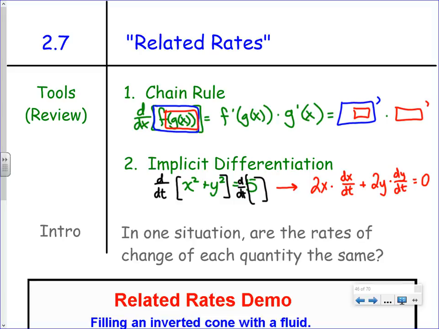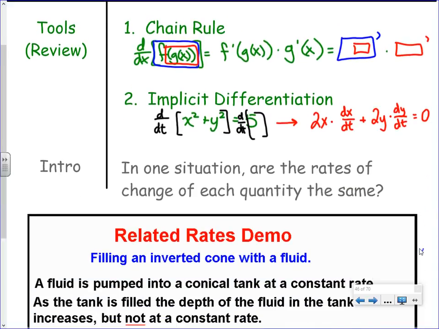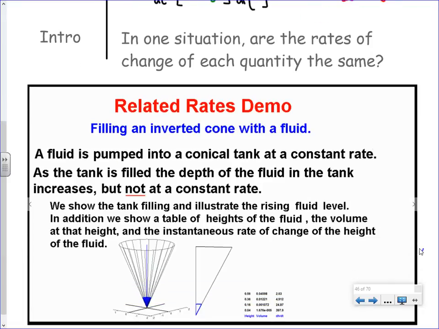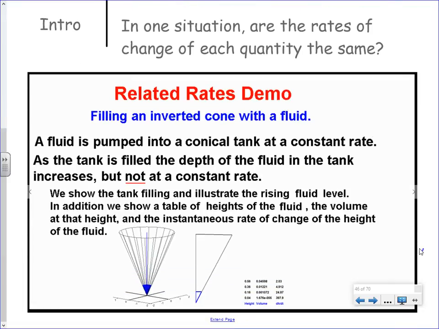Now, let's go ahead and look at this box. But first, the intro question. In one scenario where something is changing and moving, with different quantities changing and moving, are they changing at the same rate? Now, let's look at our scenario. You're filling an inverted cone with a fluid. Question: what's changing? Imagine it's one of those snow cone cups and you're at a water cooler. You're filling it up. Volume. How much water is changing? What else is changing?